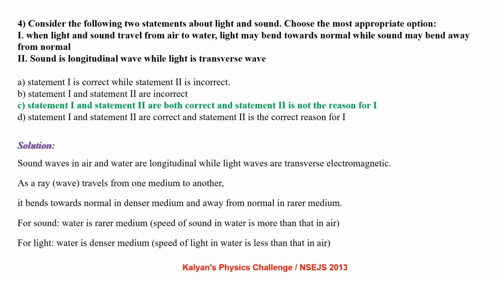Sound waves in air and water are longitudinal while light waves are transverse electromagnetic waves. As a ray travels from one medium to another, it bends towards the normal in denser medium and away from normal in rarer medium. For sound, water is rarer medium because the speed of sound in water is more than that in air. For light, water is denser medium because the speed of light in water is less than that in air. So, the option C is correct.